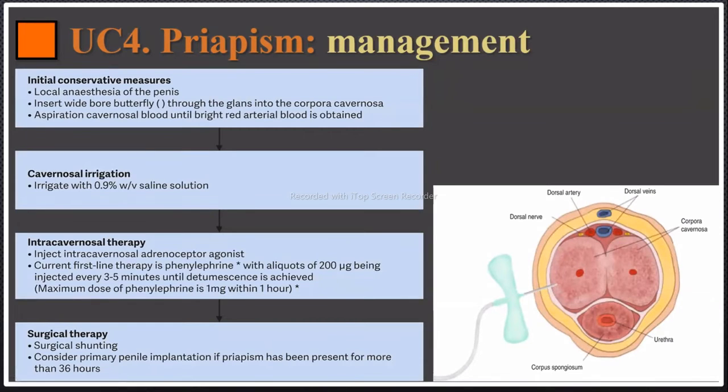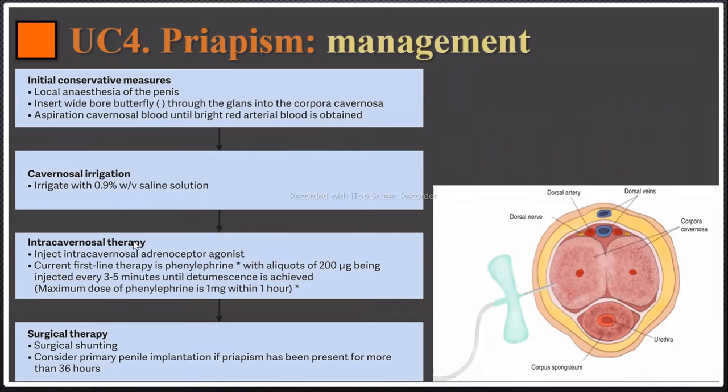So they can ask you about priapism. It's a common question. If they ask you about the initial conservative measures: local anesthesia of the penis, then insert a wide bore butterfly. Anesthesia first because it's painful. Then insert the wide bore butterfly through the glans into the corpora cavernosa. Aspiration of cavernosal blood until bright red arterial blood is obtained. Then cavernosal irrigation with 0.9% saline.